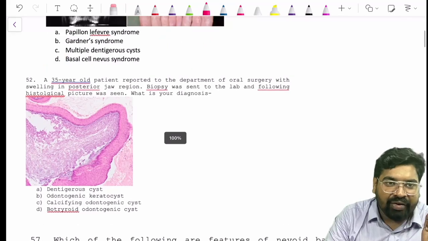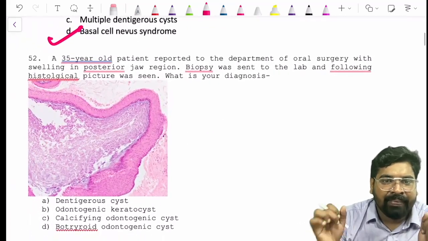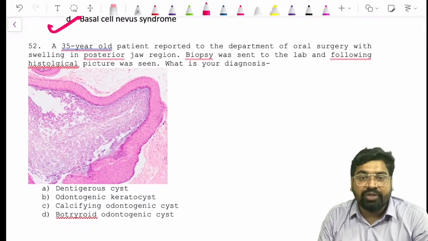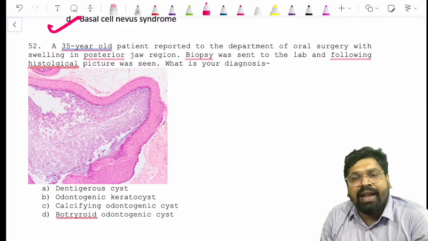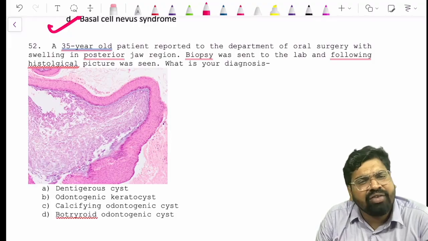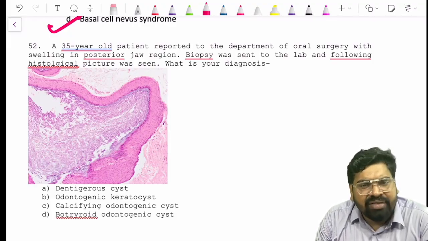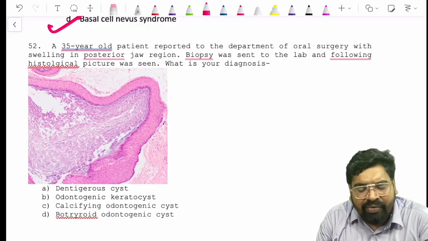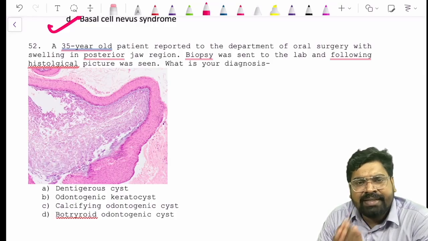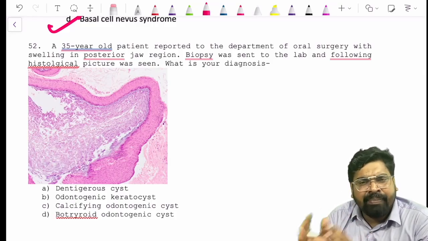Now here we have a question. A 35-year-old patient reported to the Department of Oral Surgery with swelling in the posterior jaw region. A biopsy was sent to the lab with the following histological picture. What is your possible diagnosis? In this, when you get an image-based question, make sure you identify whether it is a cyst or an epithelial lining.